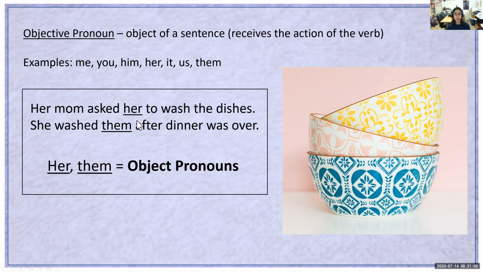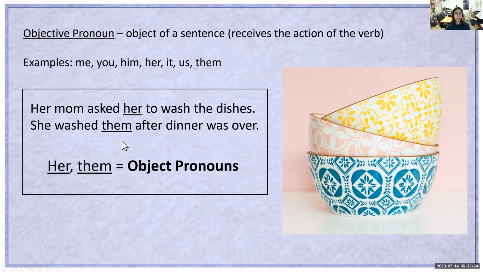Her mom asked her. So she's receiving the action. She's receiving the question being asked about washing the dishes. So this her is going to be an object pronoun. So her mom asked her to wash the dishes. And then she washed them after dinner was over. So them in this case is receiving the action. The dishes, them, they're receiving the action. So those are objective pronouns.